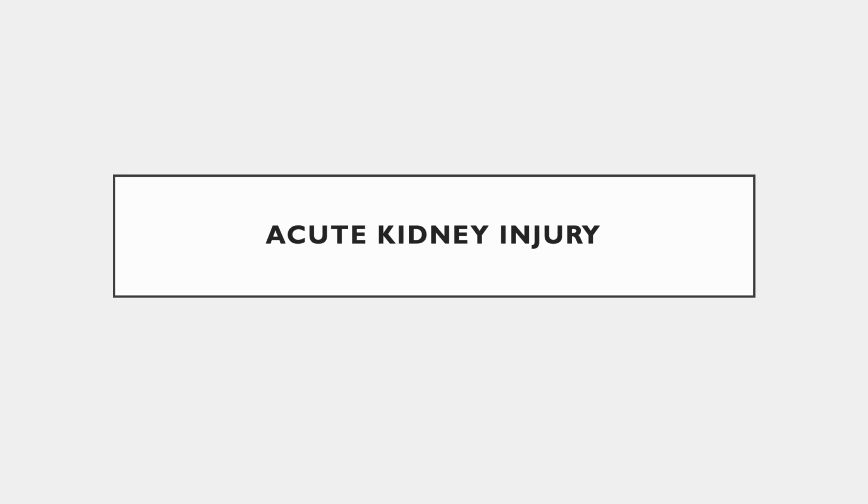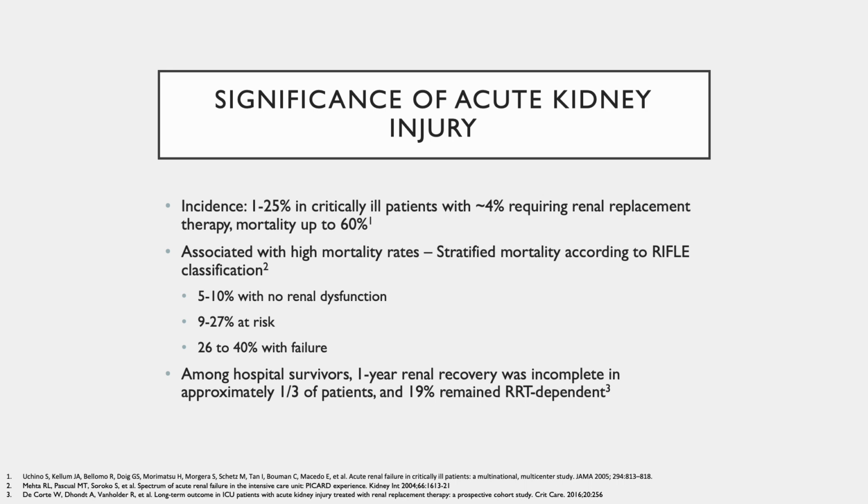Acute kidney injury is a common and important problem in the ICU and represents the commonest cause for renal replacement therapy. It is associated with a high incidence in critically ill patients and is also associated with high mortality rates of up to 60%. Importantly, this problem extends beyond the ICU because 1-year renal recovery is incomplete in about 1/3 of patients, and up to 19% of patients actually remain renal replacement therapy dependent even after they leave the ICU.